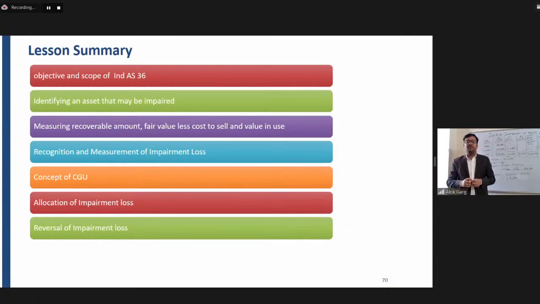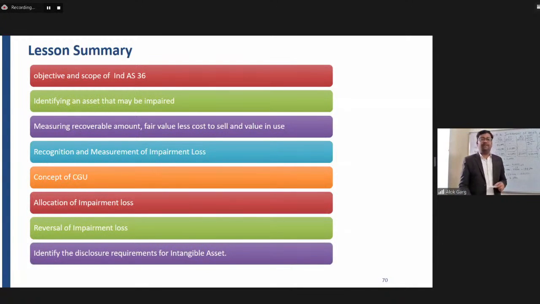Then we discussed reversal of impairment loss. Reversal of impairment loss is required to be done when there is a favorable indicator. When there is a favorable indicator, the reversal of impairment loss on goodwill is not allowed. And in case of cost model, the reversal of impairment loss is allowed to the extent of the lower of the carrying amount had the asset never been impaired, and the recoverable amount on the date of re-estimation, whichever is lower.